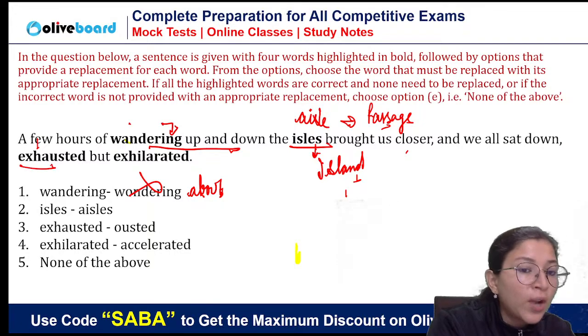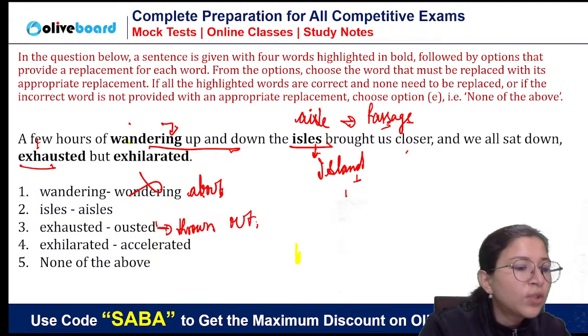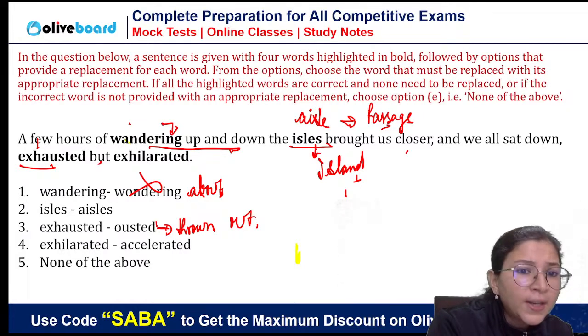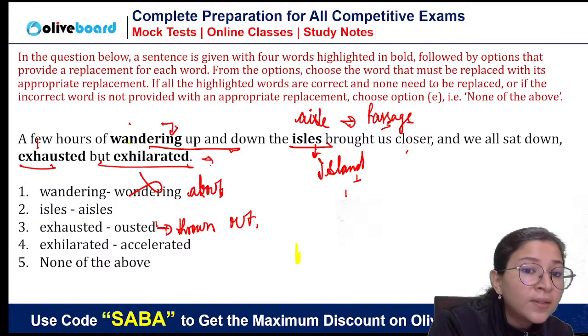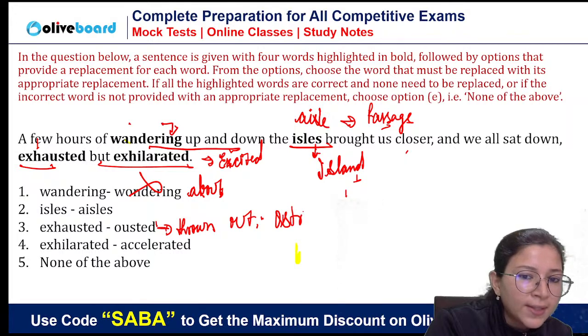Exhausted is absolutely correct. You can't say ousted. Ousted means thrown out, right? किसी को उसके प्लेस से हटा देना. So that is called ousted. But exhilarated means happy, excited. So exhilarated word is also correct. You can't replace it with accelerated. So it can also be the synonym of ostracize. Correct. Ostracize, shun, banish, all these.